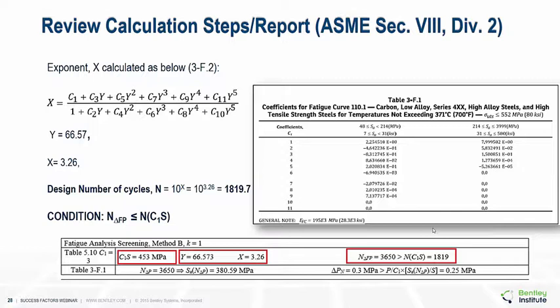The pass criteria for step 3 is that N delta Fp, which is the actual number of cycles, must be less than the design or permissible number of cycles N obtained above. In our case, we see that this criteria has failed since the actual number of cycles, 3650, has exceeded the obtained design value of number of cycles, that is 1819.